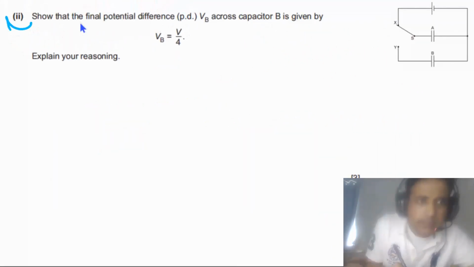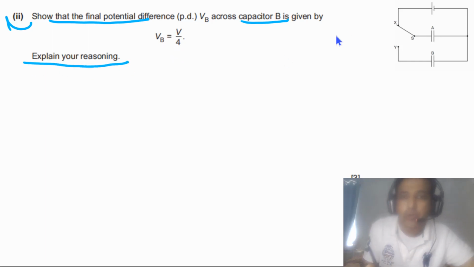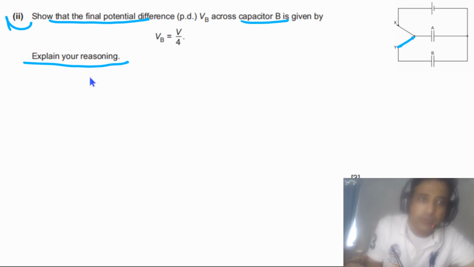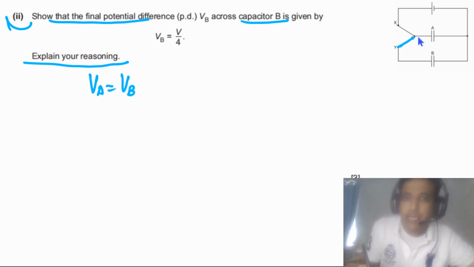Second part says show that the final potential difference VB across capacitor B is given by VB is equal to V by 4. Explain your reasoning. We have already discussed when we move this switch to position Y, these two capacitors are connected in parallel. As they are connected in parallel, the potential difference across capacitor A has to be equal to the potential difference across capacitor B. And when we close this switch, charge will flow from capacitor A to capacitor B.